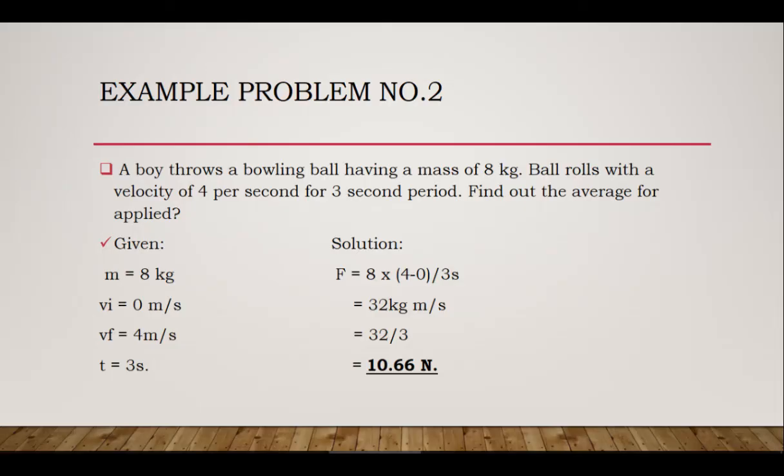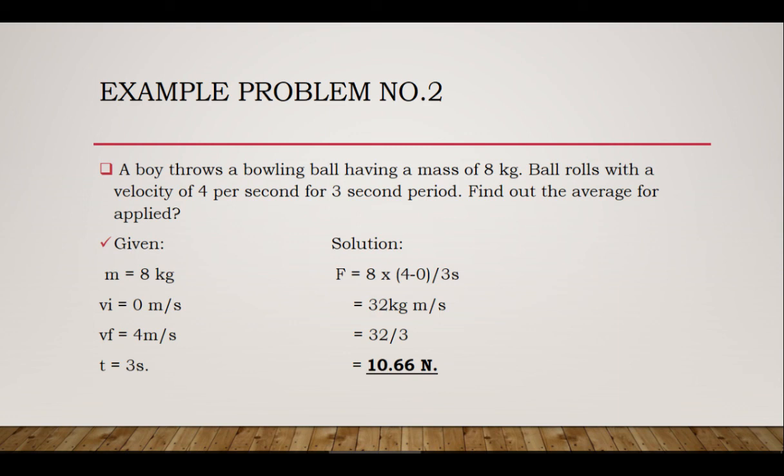And our last example, problem number 2: a boy throws a bowling ball having a mass of 8 kg. The ball rolls with a velocity of 4 meters per second for a 3-second period. Find out the average force applied. Our solution: the following parameters are given. Mass of the ball is 8 kg. Initial velocity is 0 meters per second. The final velocity is 4 meters per second. The time is 3 seconds.